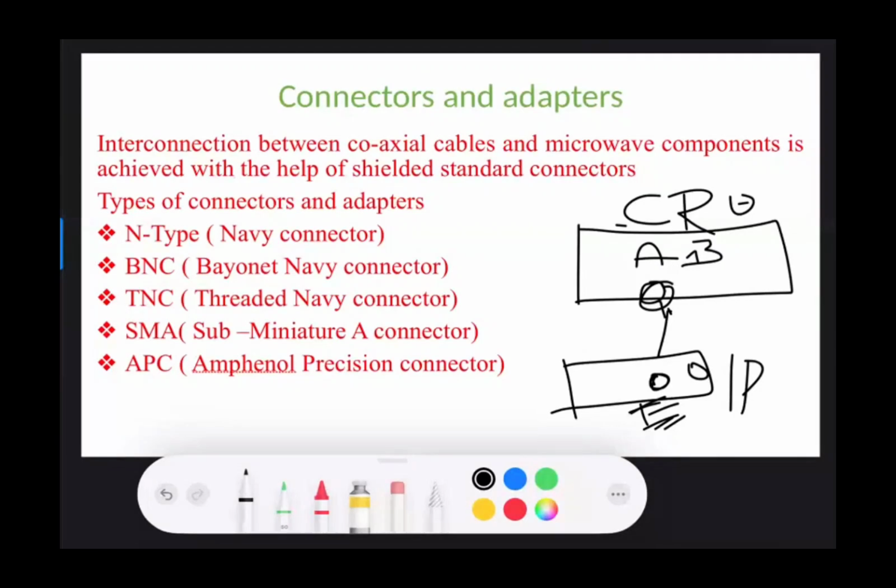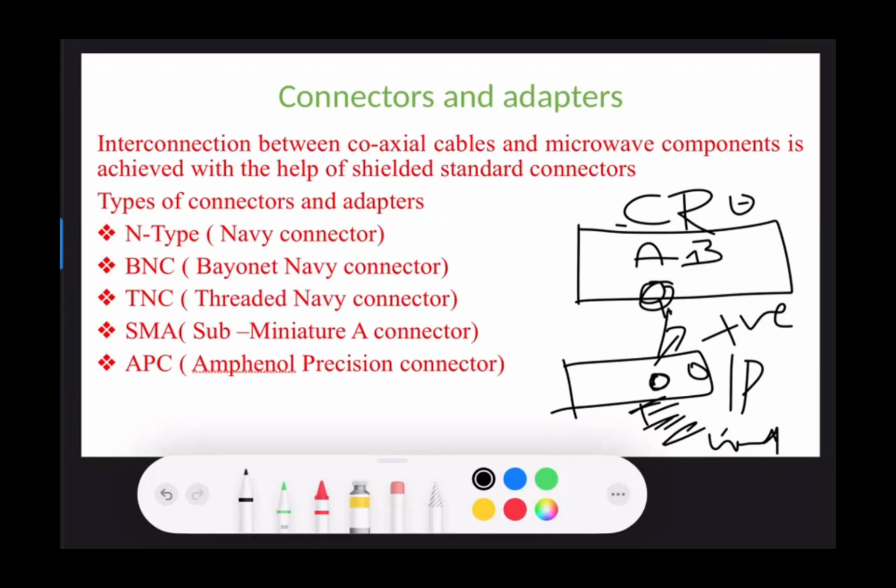In the same way, if you make wrong connections, the output should be obtained wherever you want it, the positive terminal of the CRO probe should be connected there, and the negative terminal should always go to the ground terminal. If you interchange the positive and negative, you will not get the output. Got it? So all those are what we call connectors and adapters.